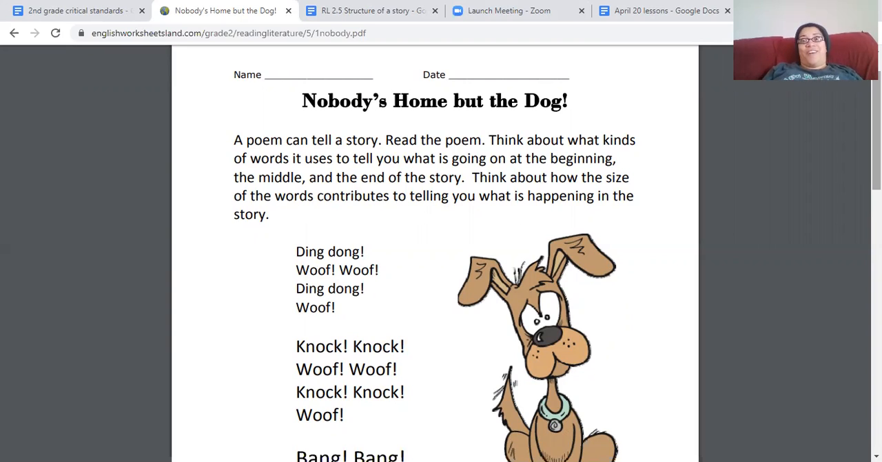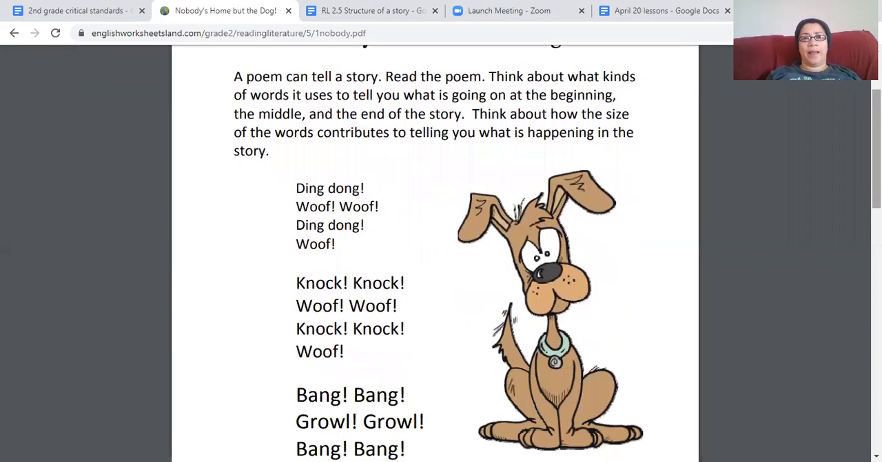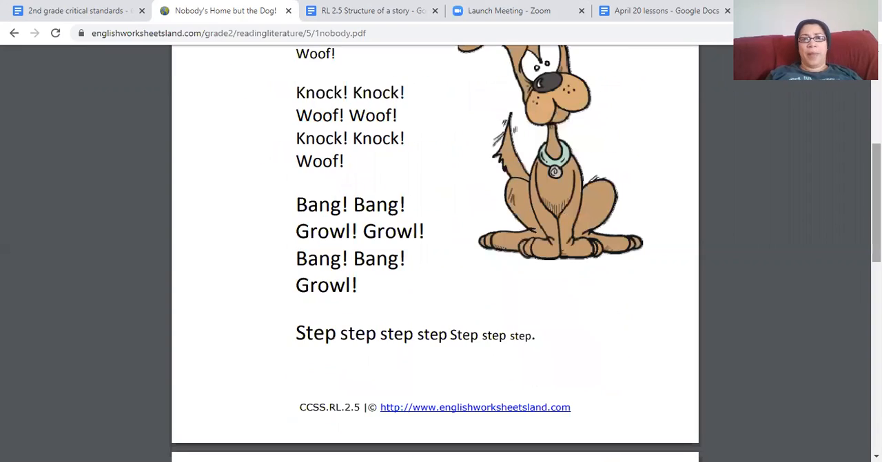Nobody's home but the dog. Ding dong, woof, woof. Knock, knock, woof, woof. Bang, bang, growl, growl. Step, step, step, step, step, step, step.